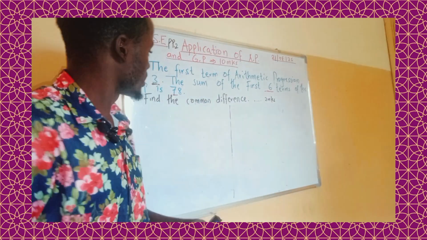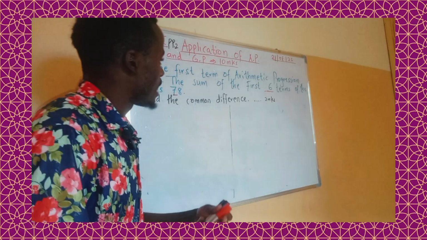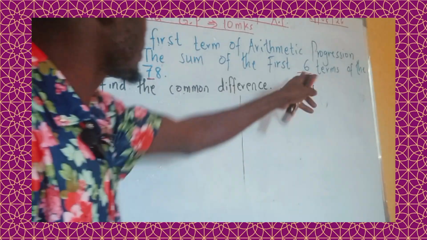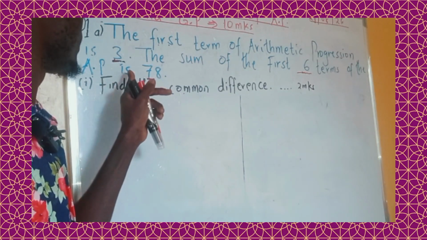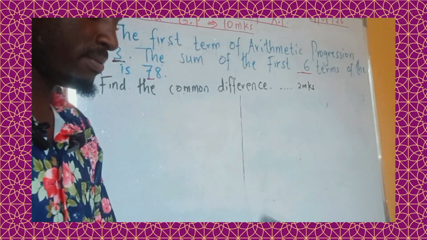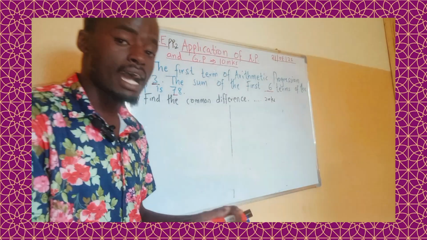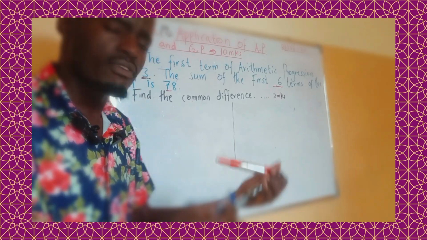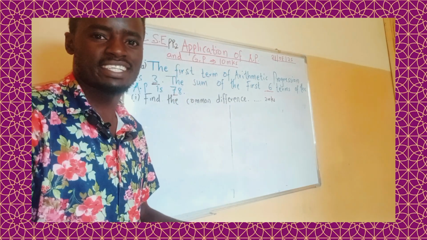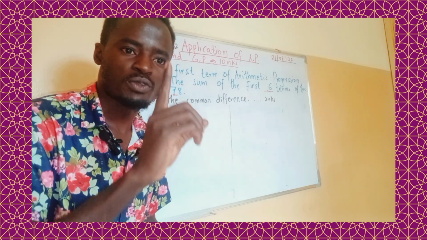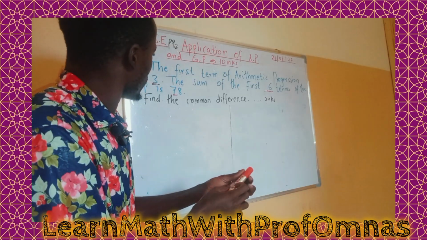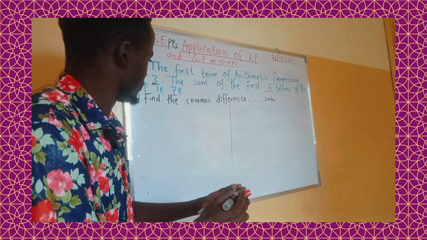So we'll start by reading the question. The first term of an arithmetic progression is 3. The sum of the first 6 terms of the AP is 78. Find the common difference. So Roman 1 requires us to get the common difference. Before we get the common difference, what should we do? Analyze the question. That is the first thing you should do when you get a question. So we start by analyzing what we have.